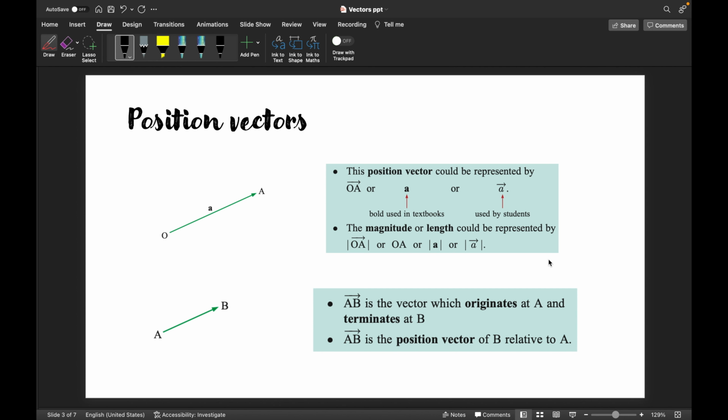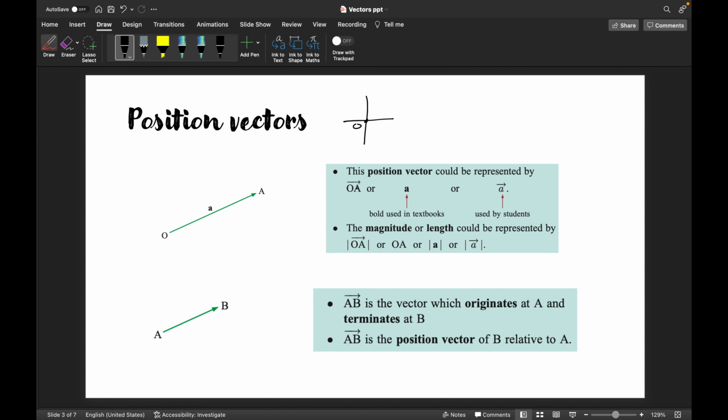And now we're going to look at position vectors. A position vector essentially tells you the position of the vector with respect to the origin. The origin would be 0, 0, right? And this position vector will tell you how far it is from this point. So that's what a position vector is. And it can be represented as OA, where O is this point and A is somewhere on the plane. So it goes from O to A.